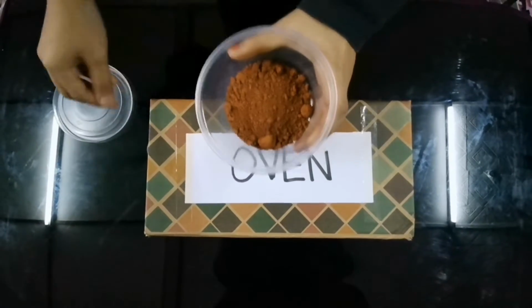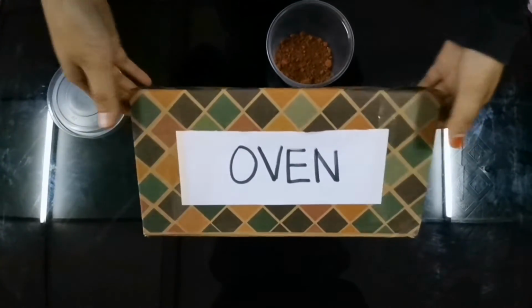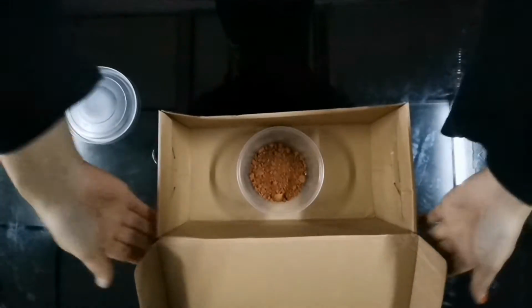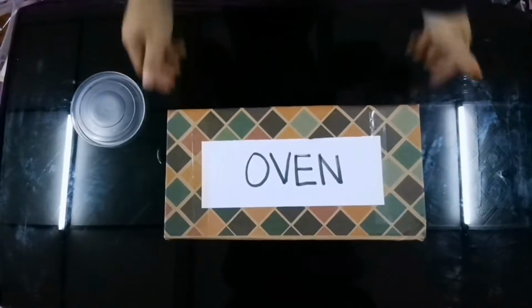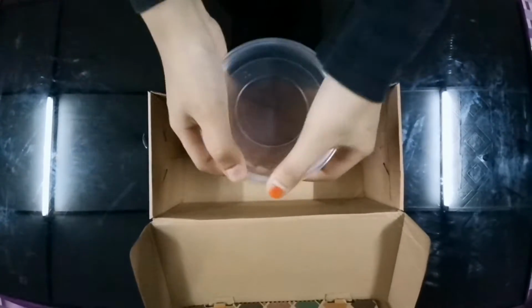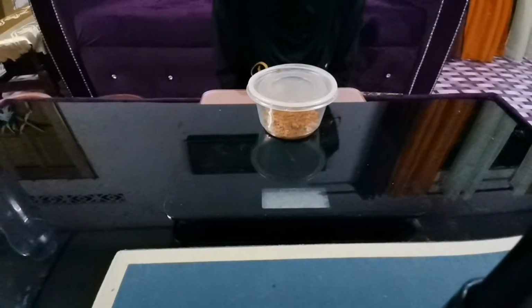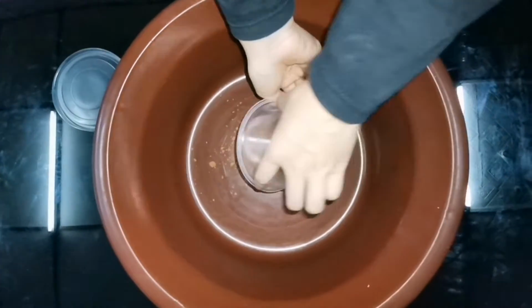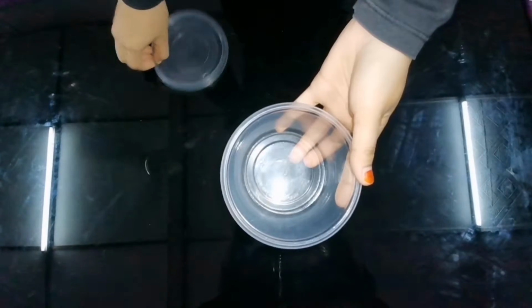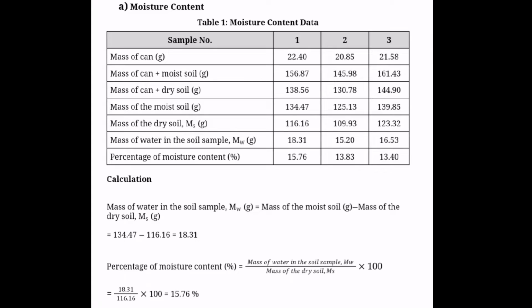The lid is removed. The plastic bowl is placed into the box that acts as dry oven at 105 degrees Celsius for 24 hours and it is left overnight. Remove the plastic bowl from the oven. Carefully place the lid on the plastic bowl. It is allowed to cool at room temperature. Weigh the plastic bowl and the mass is recorded. Empty the plastic bowl and clean it with its lid using a cleaning brush. That's all for this test. This is the data obtained for this test.